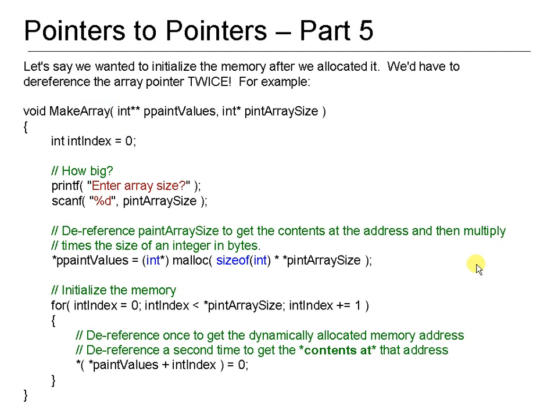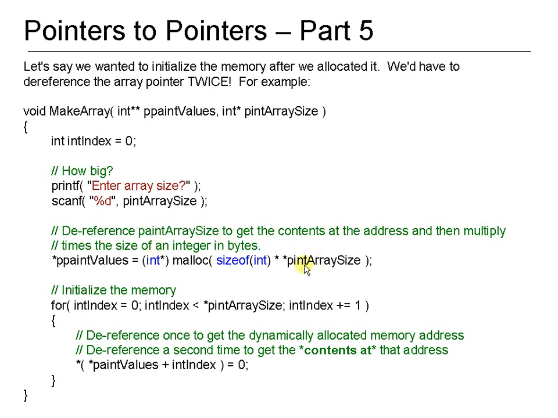Let's say we wanted to initialize the memory after we allocated. We'd have to dereference the array pointer twice. Can you believe that? All right, so we got pretty much the same code. We dereference PA into array size to get the contents of the address and then multiply that times the size of the integer in bytes.